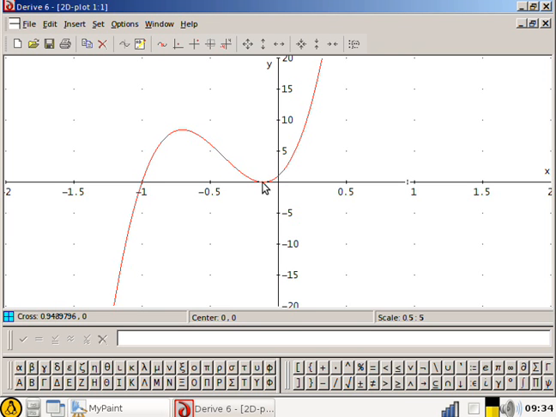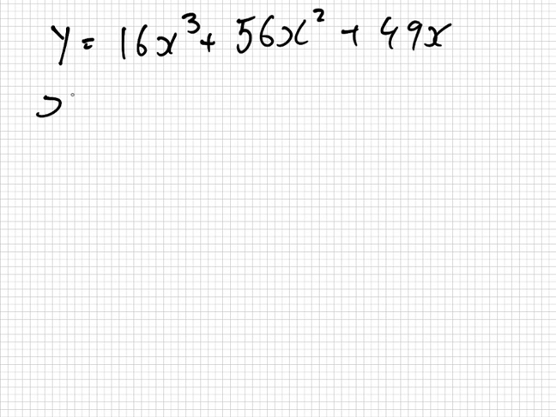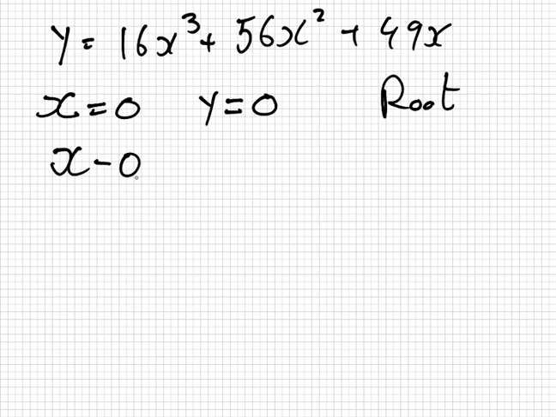Okay. Right, I will do another example now. So I think the next one will work. Yes, I'll do the next one, C. y equals 16x cubed plus 56x squared plus 49x. Okay, this is nice. I know if I try x equals 0, what's y? 0, isn't it? Yeah. So I found my root. So then what's my factor? x minus 0, or x in other words. So that's my first factor.